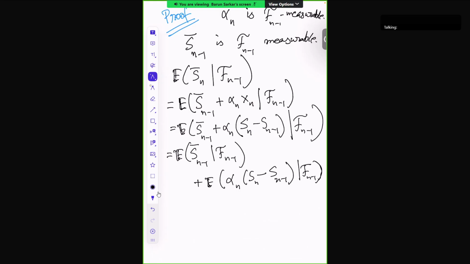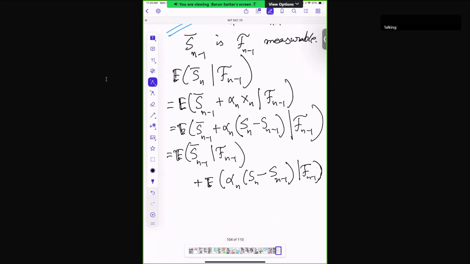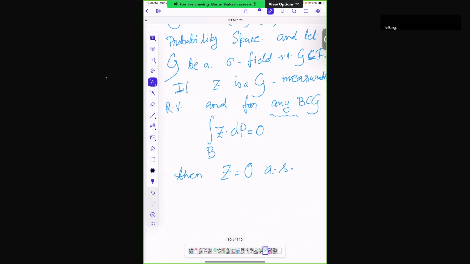Now Sn bar, Sn minus one bar is Fn minus one measurable, and alpha n is Fn minus one measurable. So we'll do those properties.